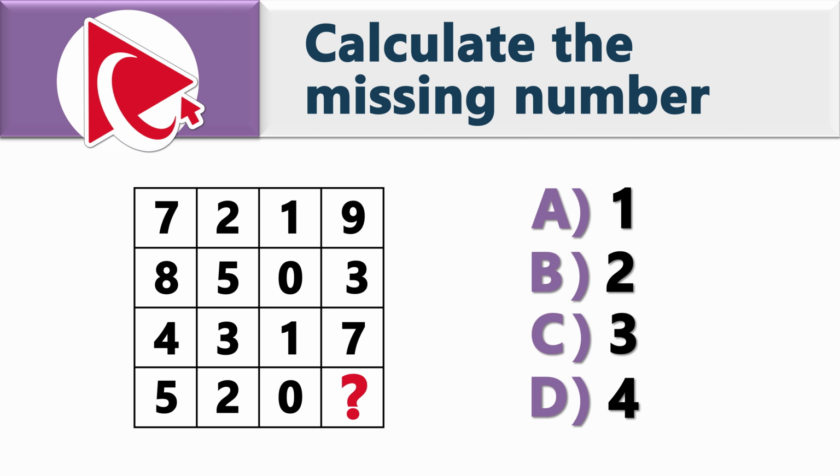The values that are there, starting with row 1, are 7, 2, 1, and 9. Row 2 has 8, 5, 0, and 3. Row 3 has numbers 4, 3, 1, and 7. And row 4 has numbers 5, 2, 0, and then comes the missing number, which you need to calculate and select out of 4 possible choices. Choice A, 1, choice B, 2, choice C, 3, and choice D, 4. Examine this problem closely to see if you can get to the correct solution.